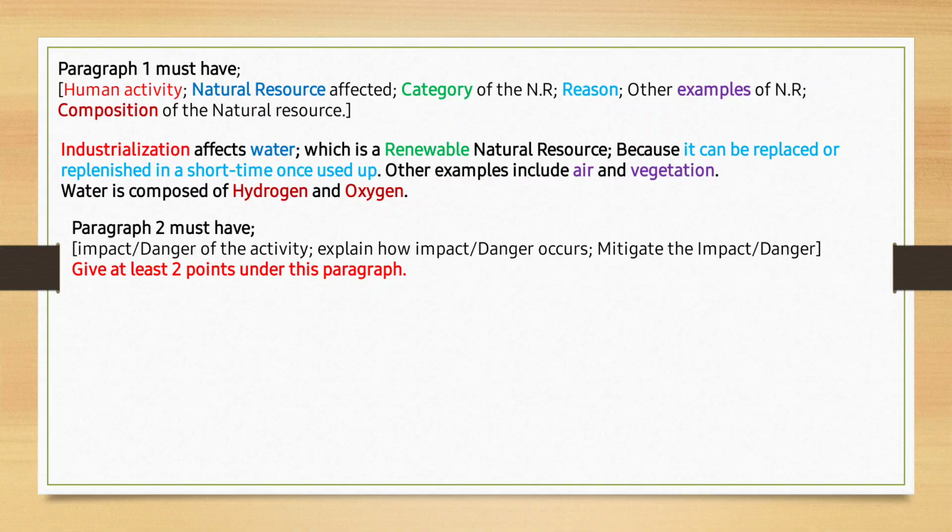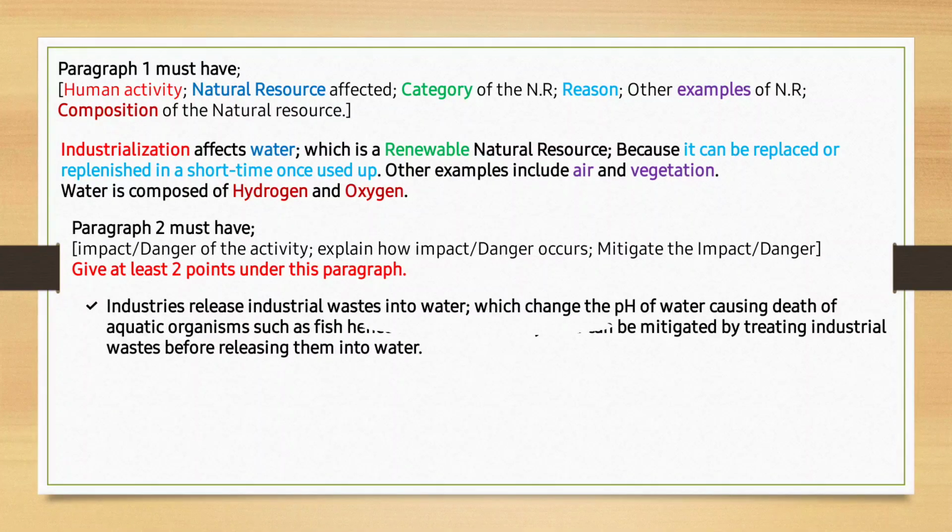Paragraph 2 must have the impact or the danger of the activity, explain how the impact or danger occurs, and then mitigate the impact or the danger. And under this paragraph, you have to give at least 2 points. Okay? Now look what I said. I said industries release industrial wastes into water bodies, which change the pH of water, causing death of aquatic organisms such as fish, hence loss of biodiversity. I've explained. Okay? This can be mitigated by treating industrial wastes before releasing them into water.